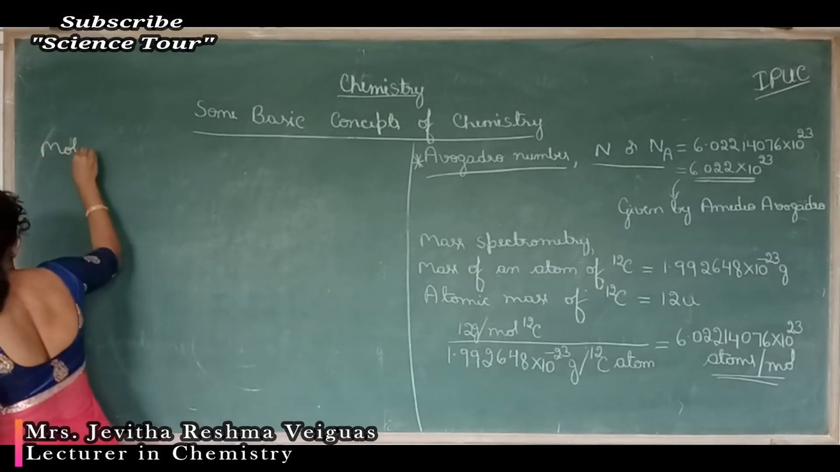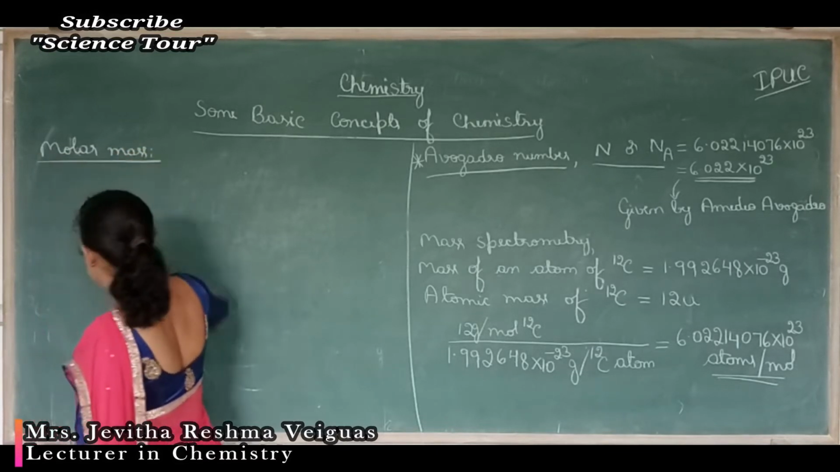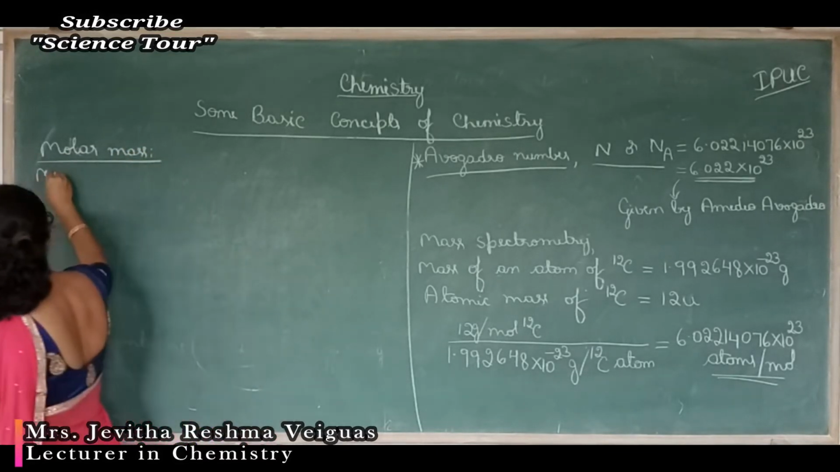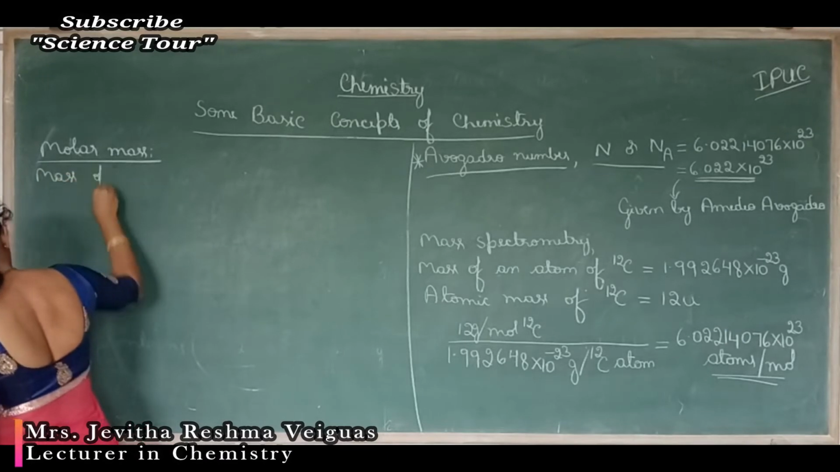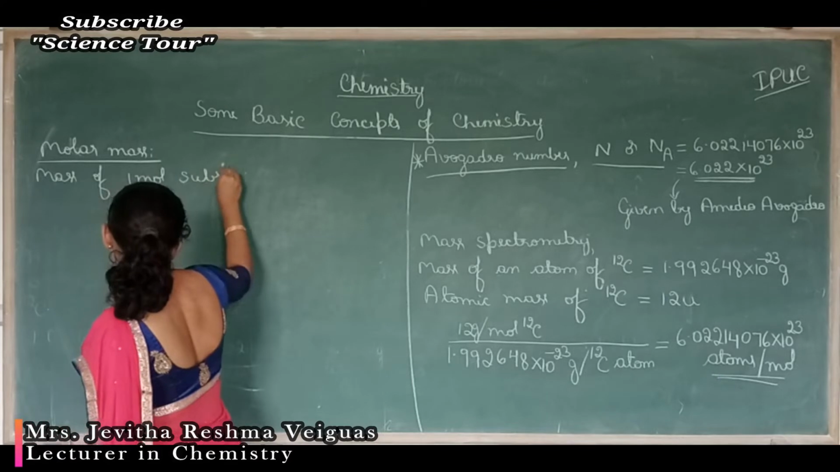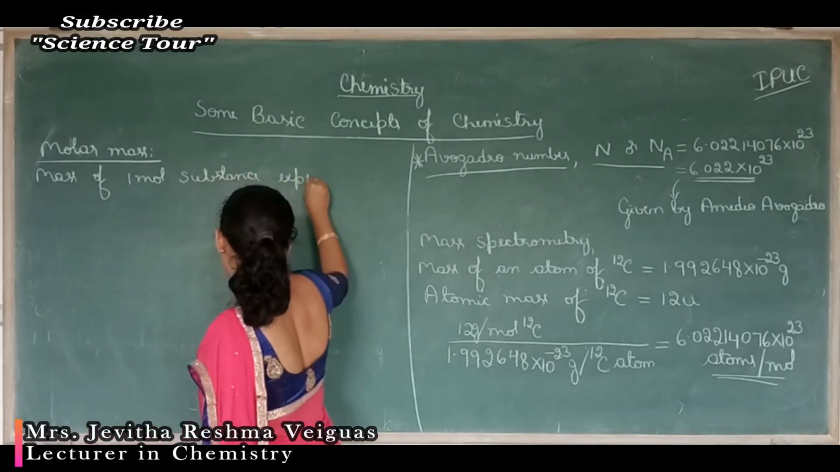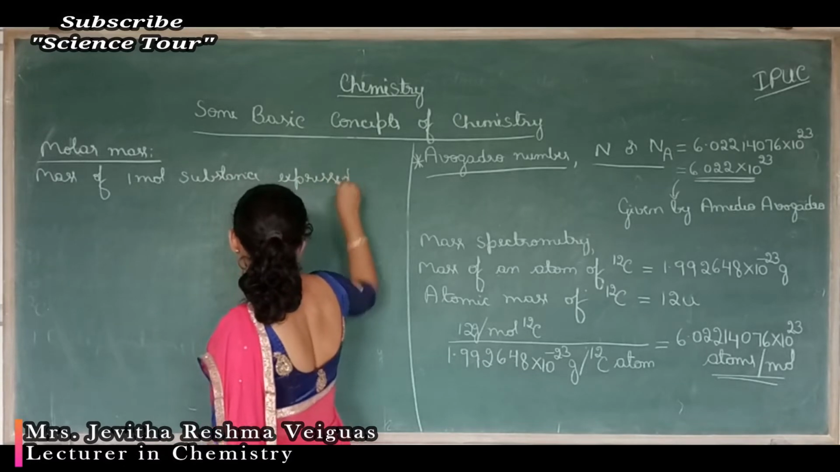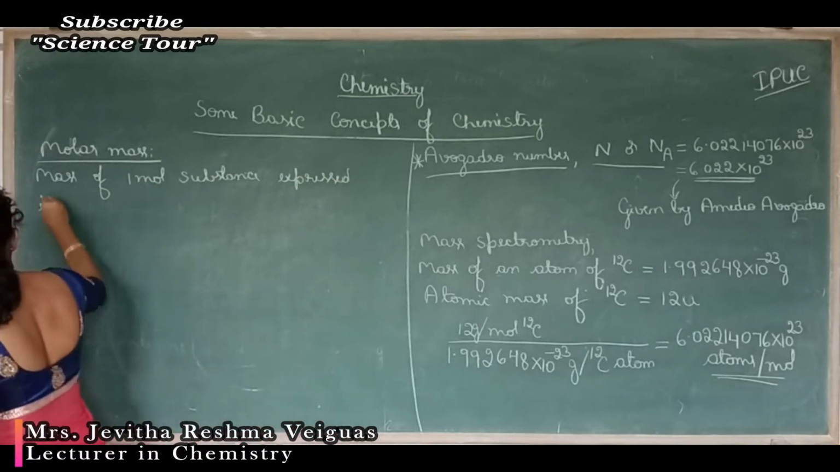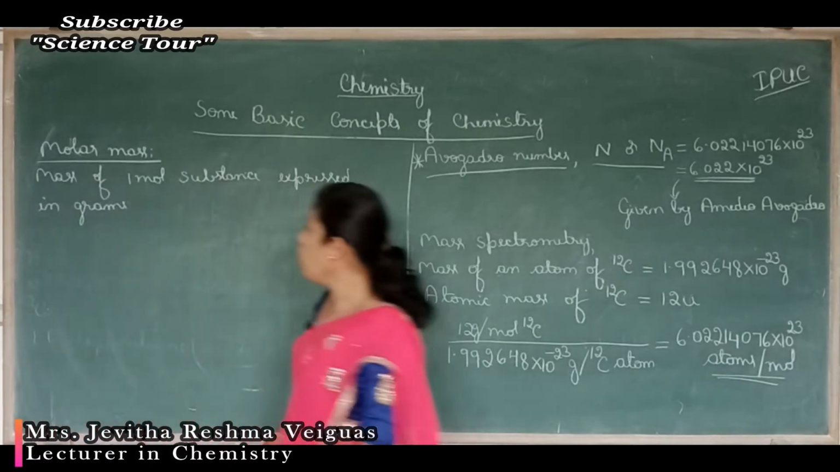Molar mass is the mass of 1 mole of a substance expressed in grams. The mass of 1 mole of a substance expressed in grams is called molar mass.